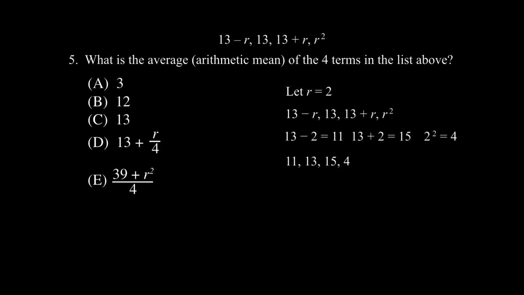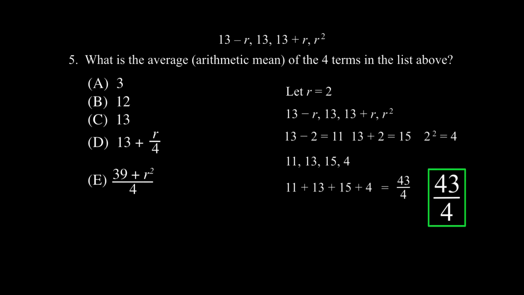We need to find the average of those numbers, so we take their sum, 11 plus 13 plus 15 plus 4, and we divide it by the number of numbers, which is 4, which gives us 43 over 4. That's the answer to the question, what's the average? So we put a box around that, and then we go to the answer choices, plugging in our 2 for r to find a match for 43 over 4.